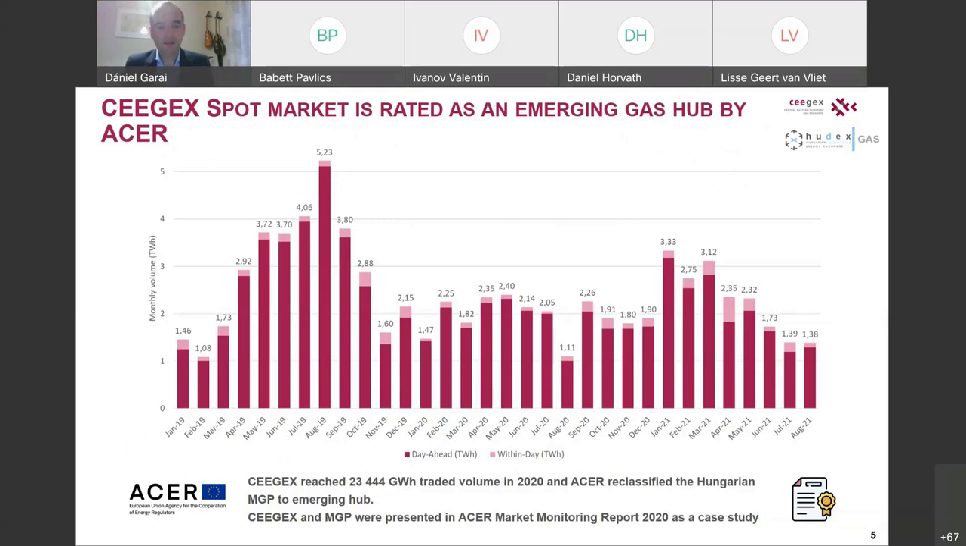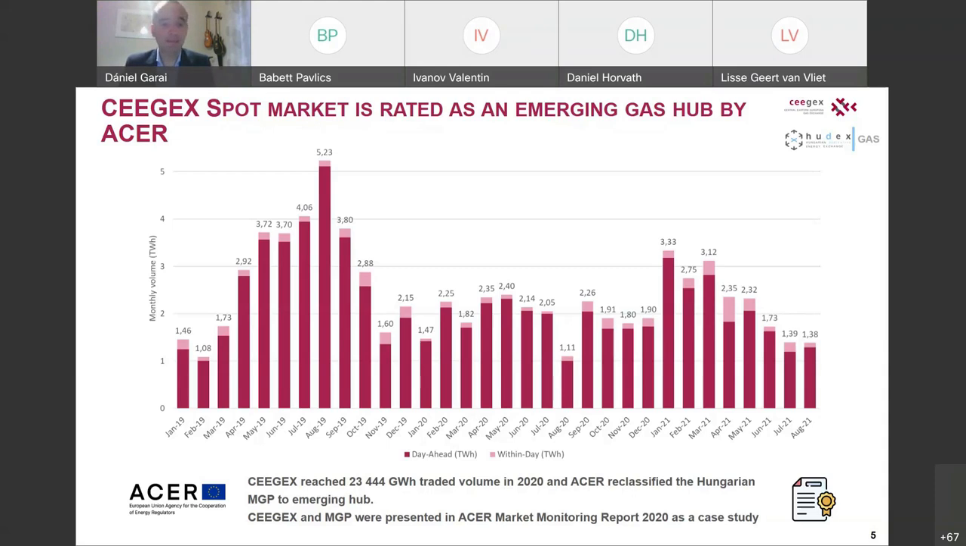As you can see, it's a pretty liquid and stable volume since basically 2018, 2019. We have around 24, 25, or sometimes 30 terawatt hours market or a yearly market on CEEGEX, which is basically 25-30% of the Hungarian total consumption. Of course, we are aiming to have even higher percentages here, and working on that very extensively, I would say.